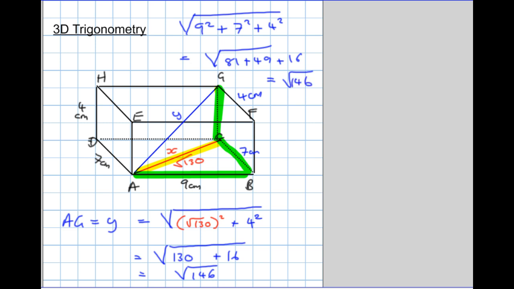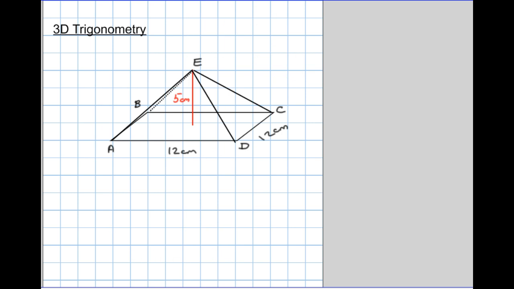Now let's look at another application of 3D trig, a harder one here. We've got a pyramid, a square-based pyramid, and we're going to try and find the angle that the line EC makes with the plane ABCD. Now, the angle it makes, we define it as being this angle here. The angle that the shadow makes onto the plane with EC. So it's going to be this angle here. So it's x degrees that we're trying to find.